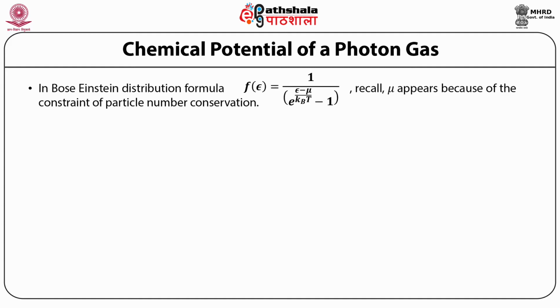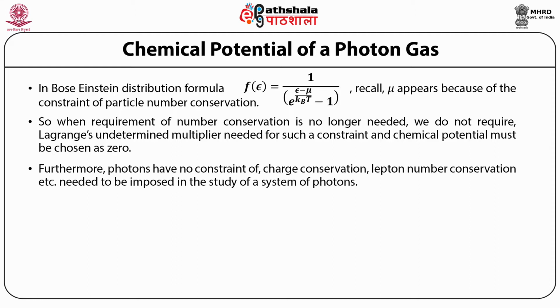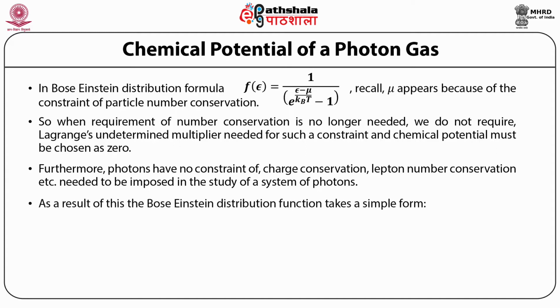In the Bose-Einstein distribution formula, f epsilon is equal to 1 upon e raised to power epsilon minus mu upon kBT minus 1. Recall, mu appears because of the constraint of particle number conservation. So when the requirement of number conservation is no longer needed, we do not require the Lagrange's undetermined multiplier needed for such a constraint, and the chemical potential must be chosen as 0. Furthermore, photons have no constraint of charge conservation, lepton number conservation, etc. needed to be imposed in the study of systems of photons. As a result of this, the Bose-Einstein distribution function takes a simple form.